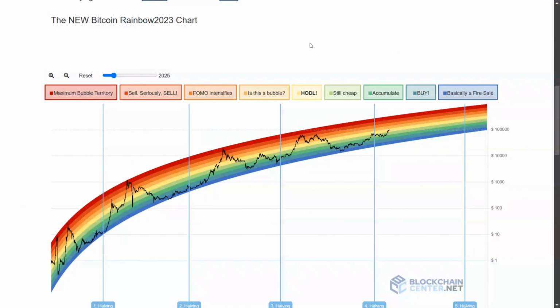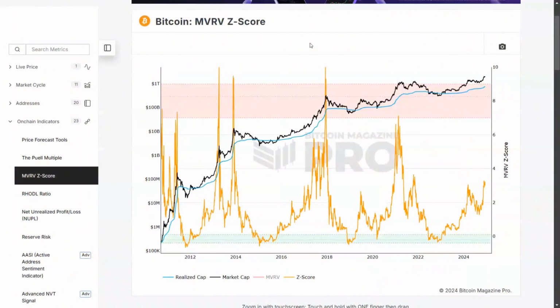Okay, now let's go to the next tool, which I discovered only today, and it was kind of the reason for me to record this video. And it's the Bitcoin MVRV Z-score. No idea how it works, but I want to use it. I want to see how it works this run.